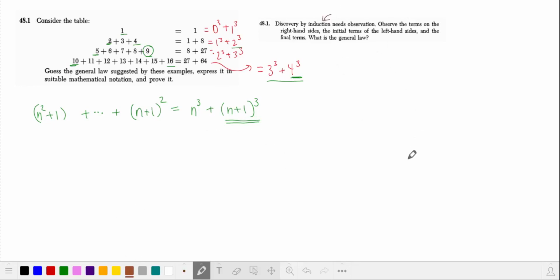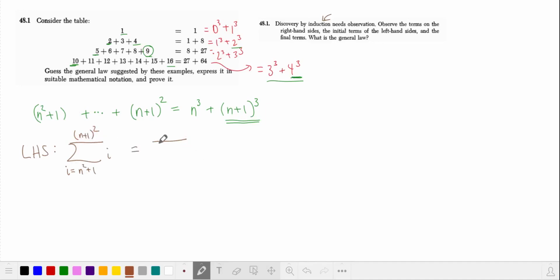The hint suggests induction, but I feel like we can just expand the right-hand side and come up with an expression that's equivalent to the left-hand side and show that they're equal to each other. Let's start with the left-hand side. We're finding the sum of consecutive integers from n squared plus 1 to n plus 1 squared.